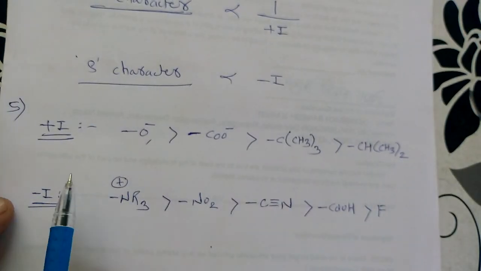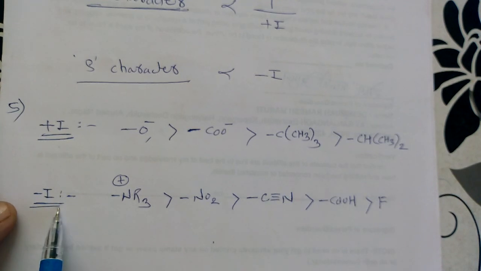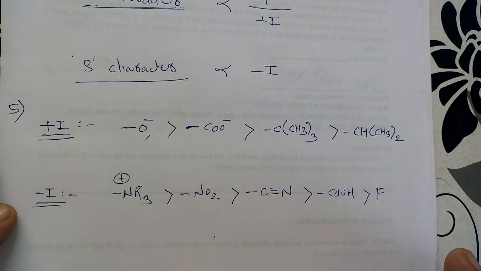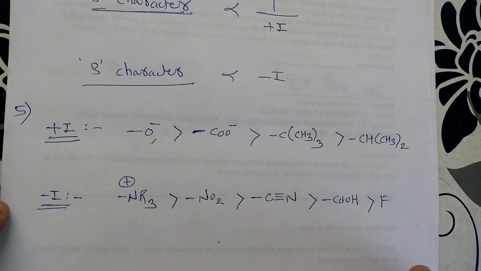And the last point is the different examples of atoms or groups of atoms which show plus I and minus I inductive effect. So with this we conclude the current lecture. Remaining points we will take in the next lecture.